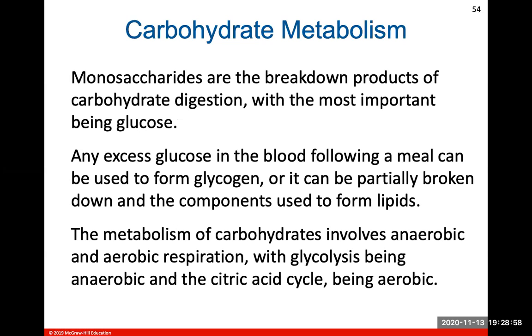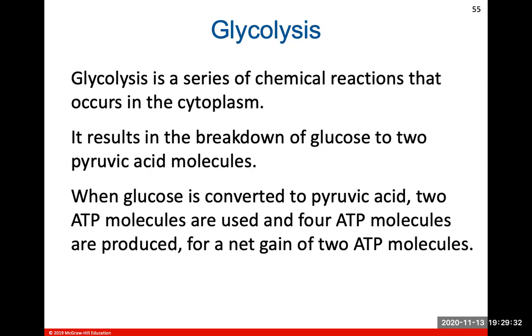Carbohydrate metabolism is when monosaccharides are the breakdown products of carbohydrate digestion, with the most important being glucose. And any excess glucose following a meal can be used to form glycogen, or it can be partially broken down into components used to form lipids. Glycogen is just the storage form of glucose, and glycogen will be stored in the liver. The metabolism of carbohydrates involves anaerobic and aerobic respiration, with glycolysis being anaerobic and the citric acid cycle being aerobic.